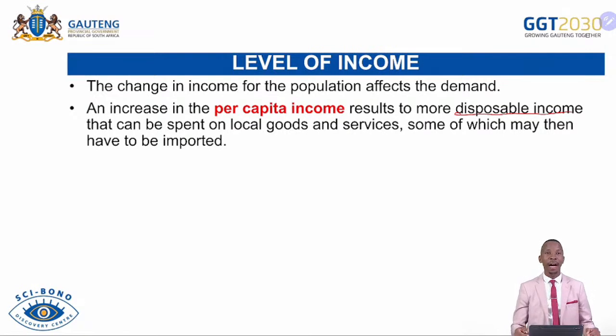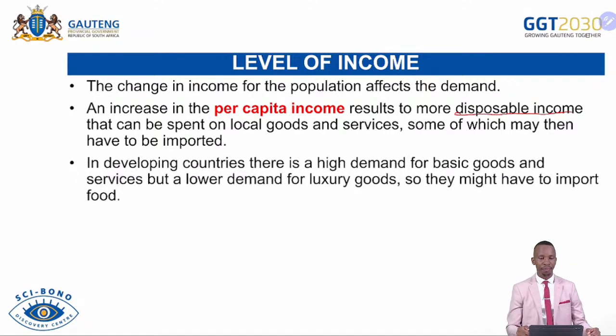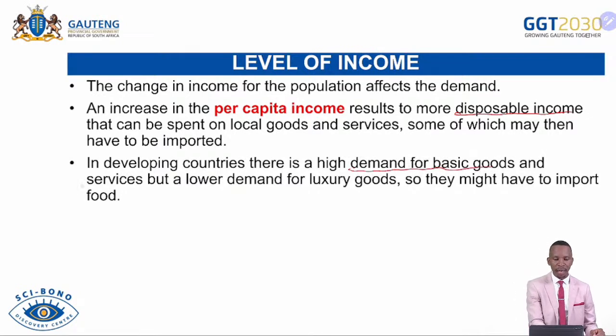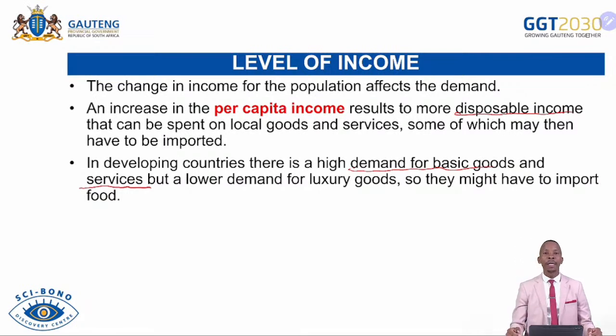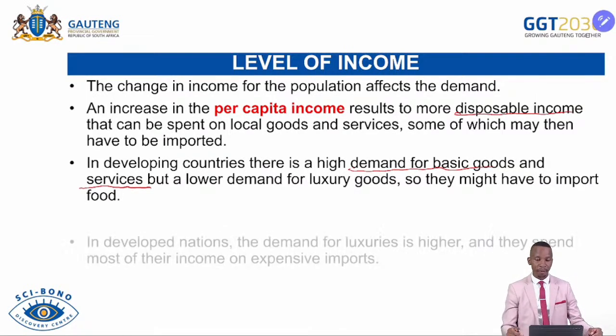some of them are not produced locally, but they are imports. So in developing countries, there's a high demand for basic goods and services. So we mostly demand basic goods and services, but we demand lower luxury goods and services. So as we demand these basic goods and services, some of them might be imported because maybe the local market cannot supply them at the highest capacity.